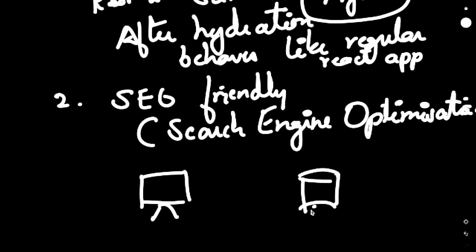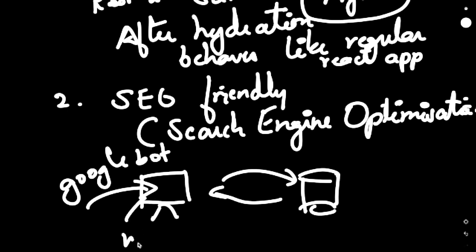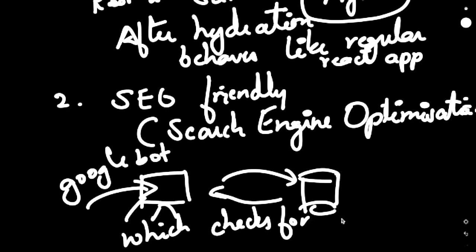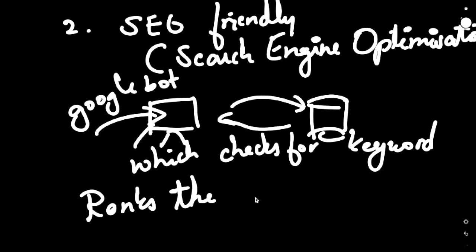When the web page is being loaded in the system, a Google bot crawls through the website to check for the keywords in the metadata and matches them with the keywords that the user inputs. And then it ranks the websites based on the matching keywords.